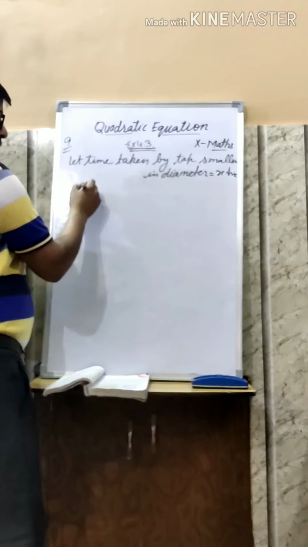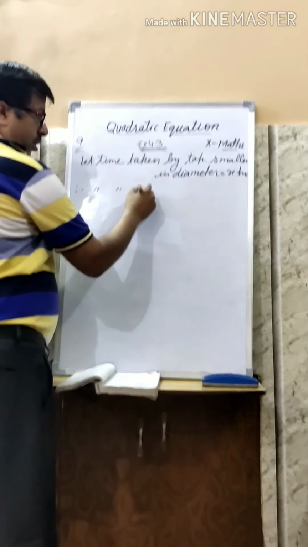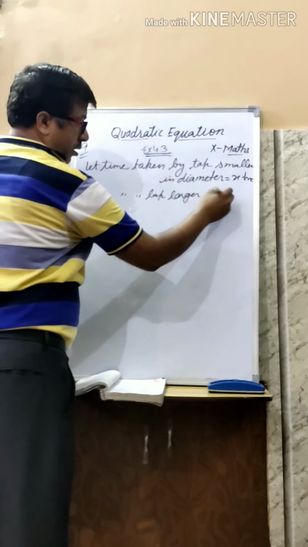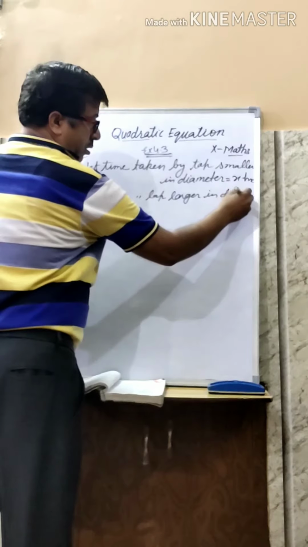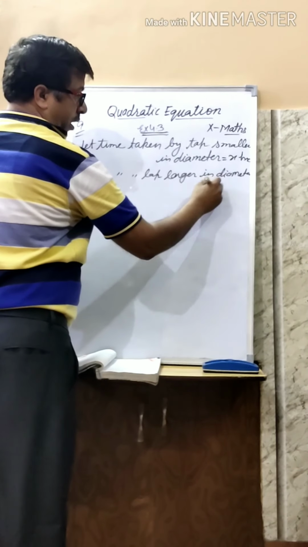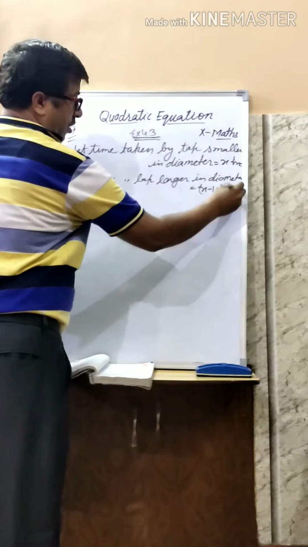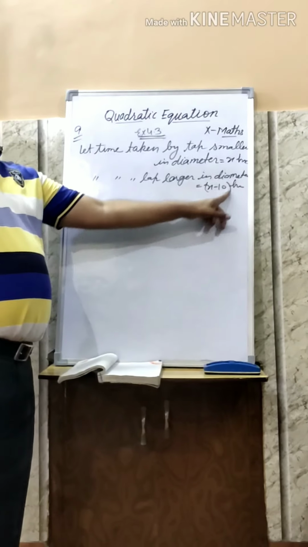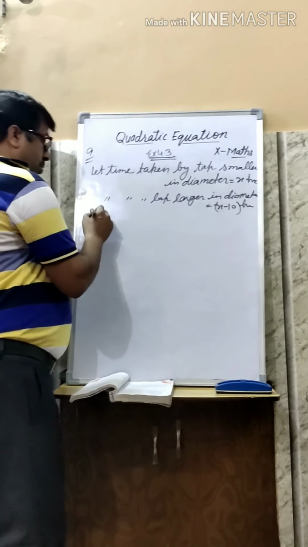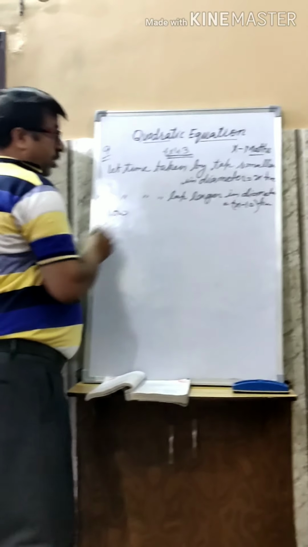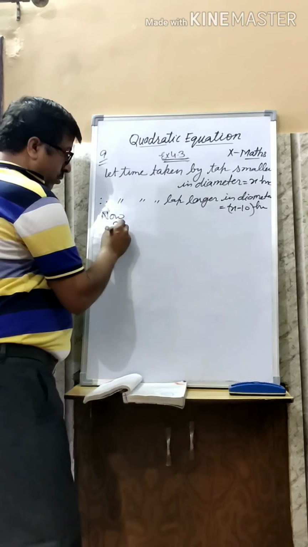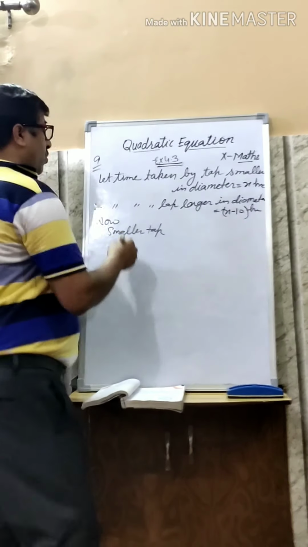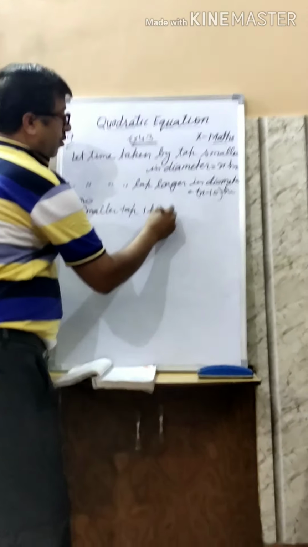Therefore the time taken by the tap larger in diameter is x minus 10 hours, because he is saying the tap which is larger in diameter takes 10 hours less time. So now what do I do? Smaller tap, meaning smaller in diameter, smaller tap 1 hour work.